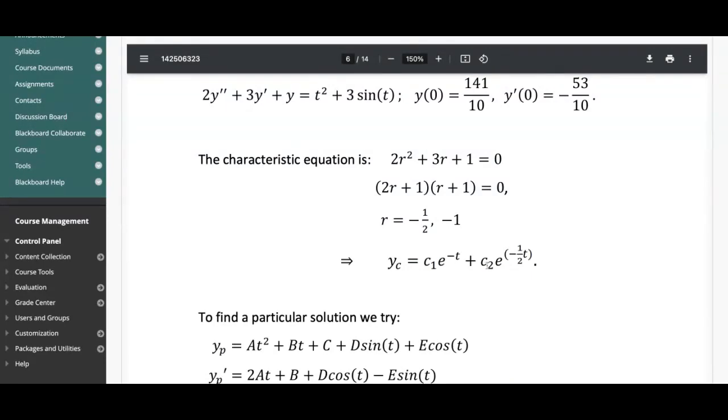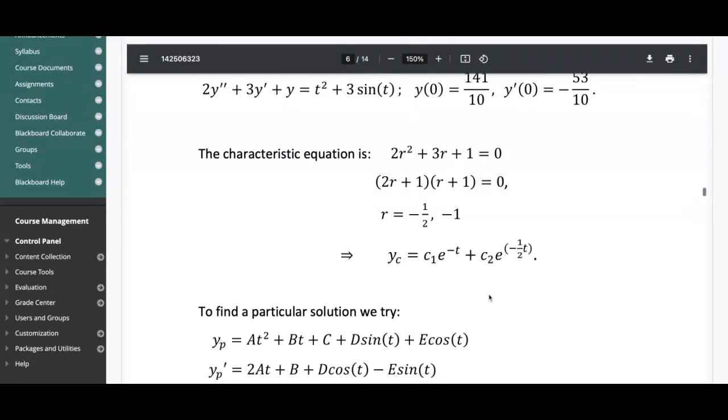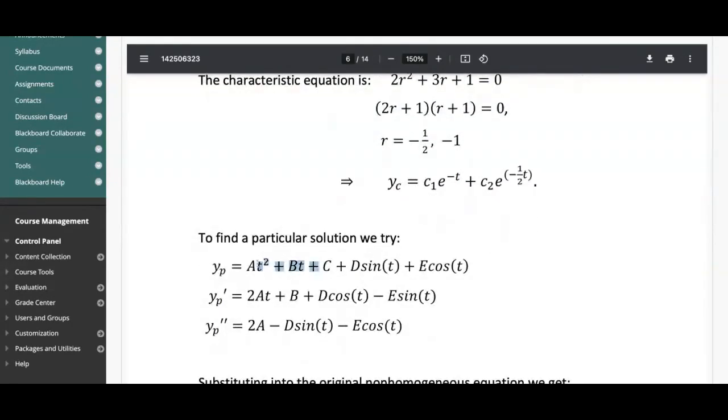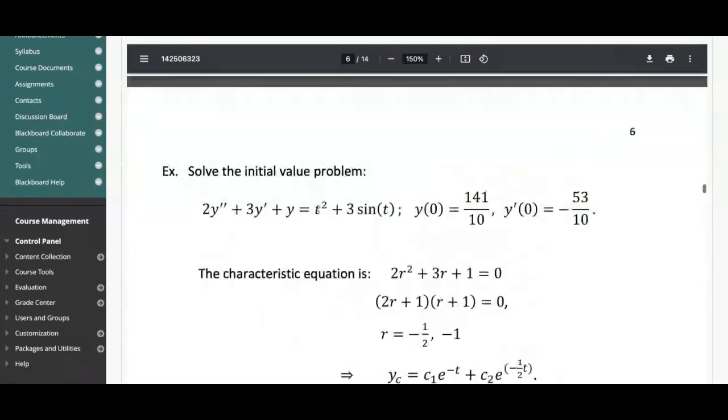C1 e to the negative t plus C2 e to the negative half t. So how do we find a particular solution? We make a polynomial of degree 2, then plus sine and cosine. How many variables do we have? We have A, B, C, D, E. We have 5 variables because this is a polynomial of degree 2.